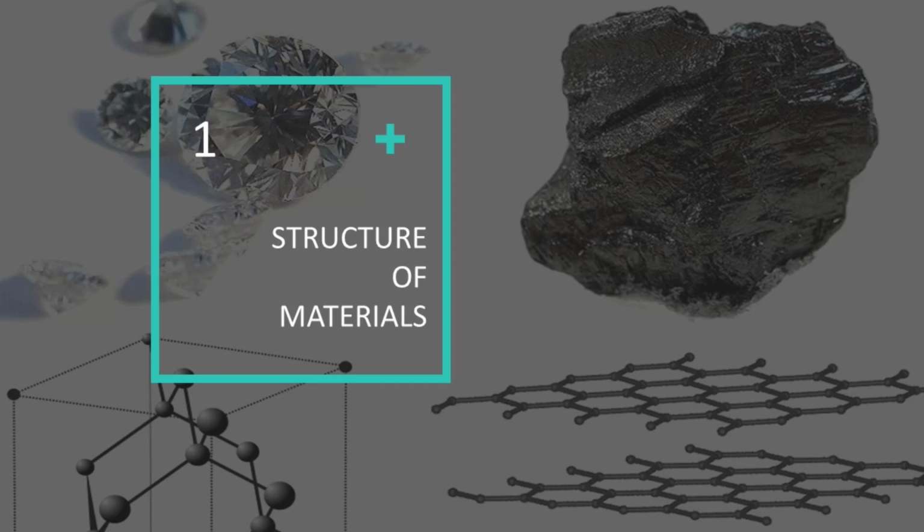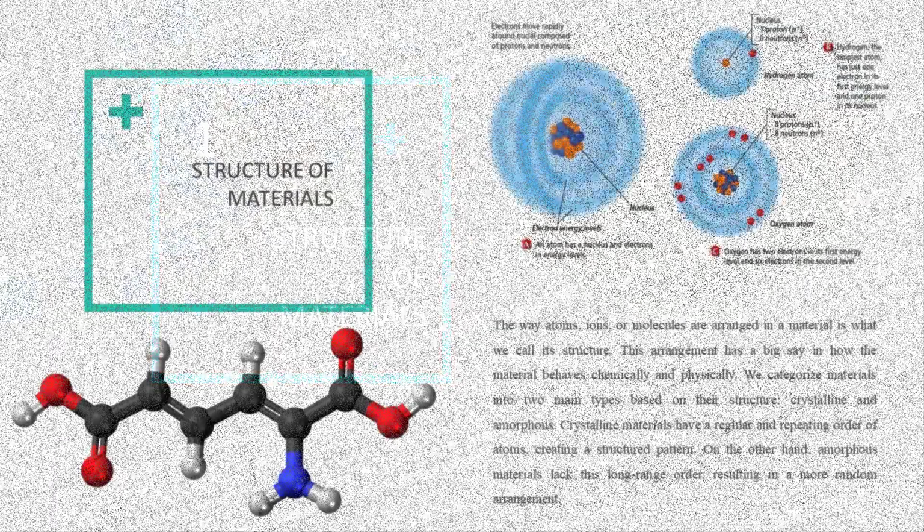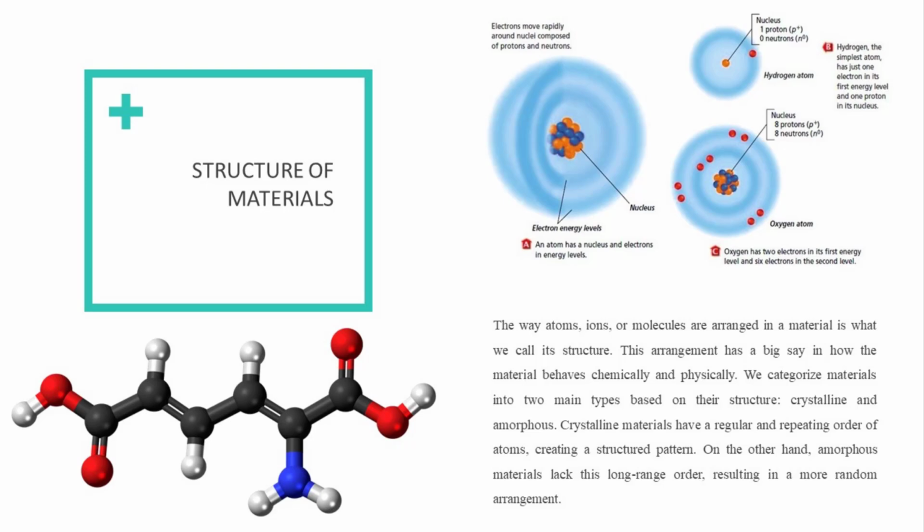Throughout this session, we'll look at what makes a material crystalline or amorphous, delve into the building blocks of atoms, and discover how electrons, protons, and neutrons play their parts. We'll even discuss the fascinating role that valence electrons have when atoms form bonds. Let's get started. Now, let's move on to our topic, the structure of materials.